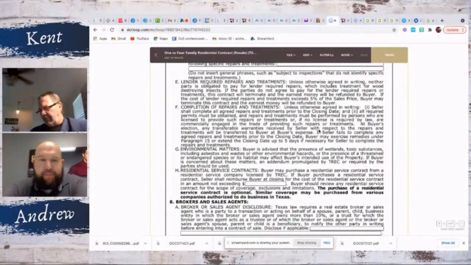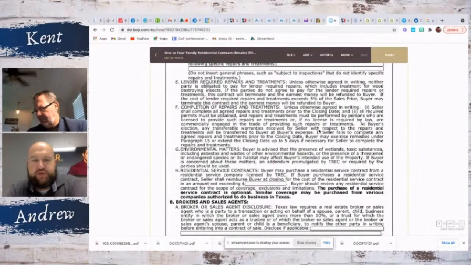Okay. Continuing on. At buyer's election, any transferable warranties received by seller with respect to repairs and treatments will be transferred to buyer at buyer's expense. If seller fails to complete any agreed repairs and treatments prior to the closing date, buyer may exercise remedies under paragraph 15 or extend the contract up to 5 days if necessary for seller to complete the required repairs and treatments. So you can extend it or you can terminate as far as paragraph 15 is concerned. We'll do that later.